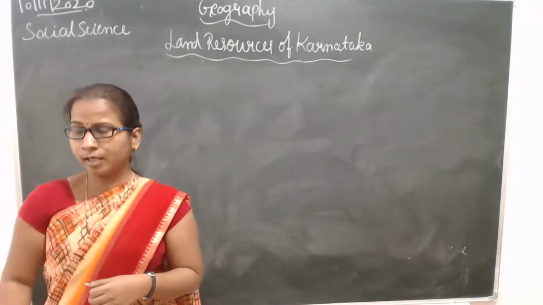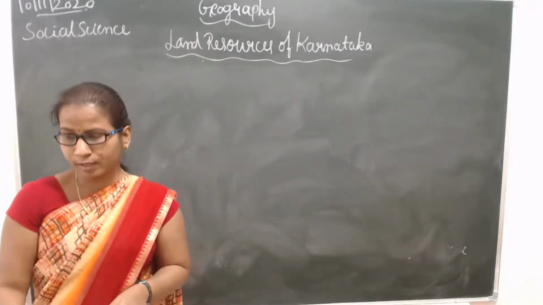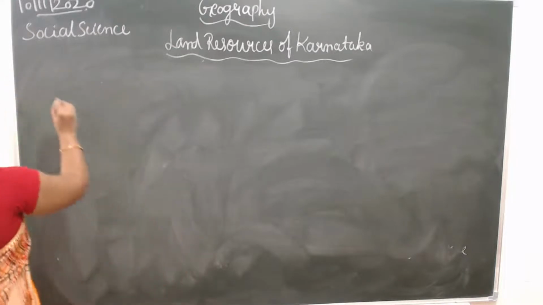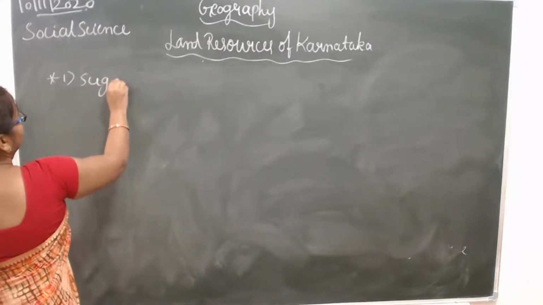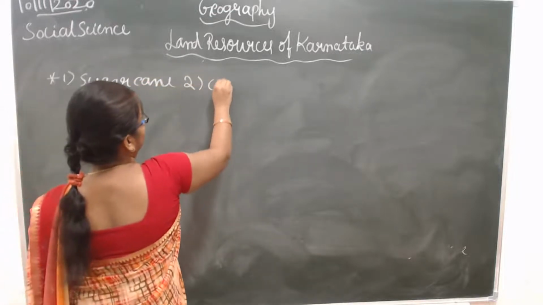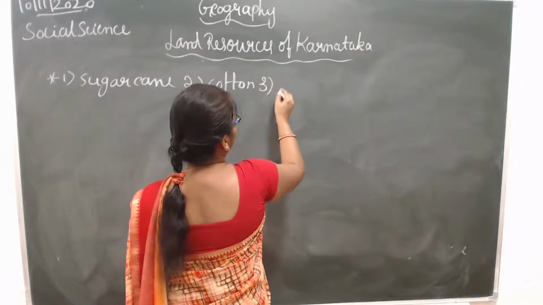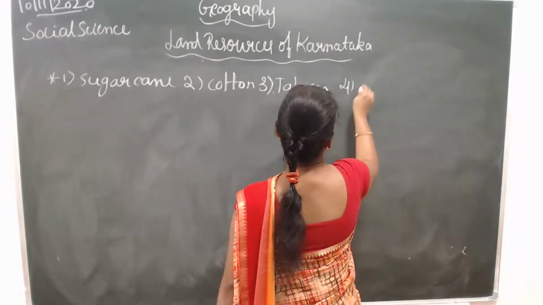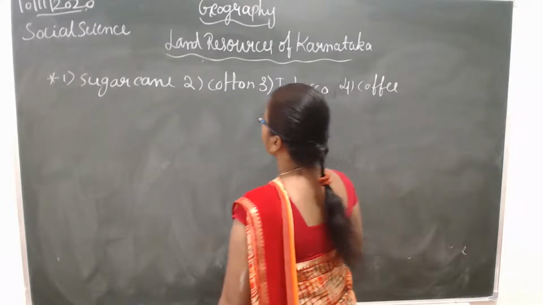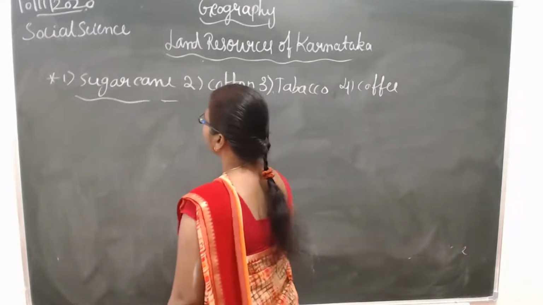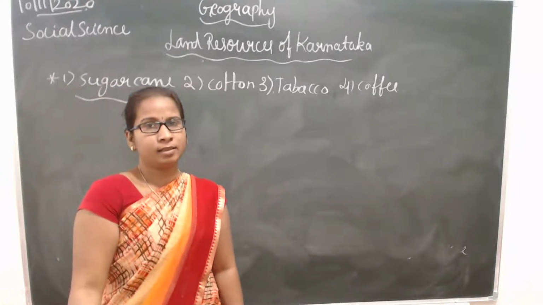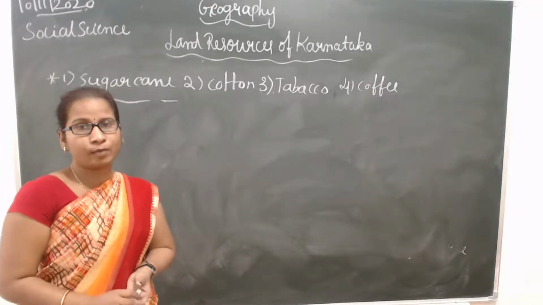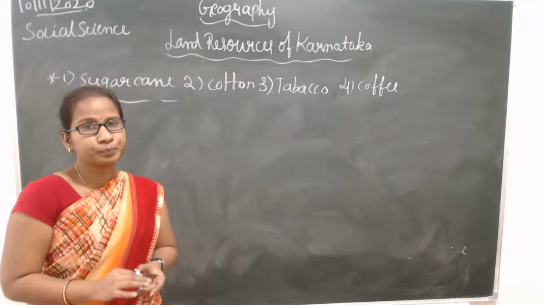So here students, already I explained the important food crops of our Karnataka, and now commercial crops of our Karnataka. In that I explained first one, that is sugarcane. Next you are going to learn cotton, third the tobacco, and fourth one you are going to learn coffee. So here, one by one, I explained about the sugarcane, and in the next class we are going to learn about the second important commercial crop of our Karnataka, that is known as cotton.